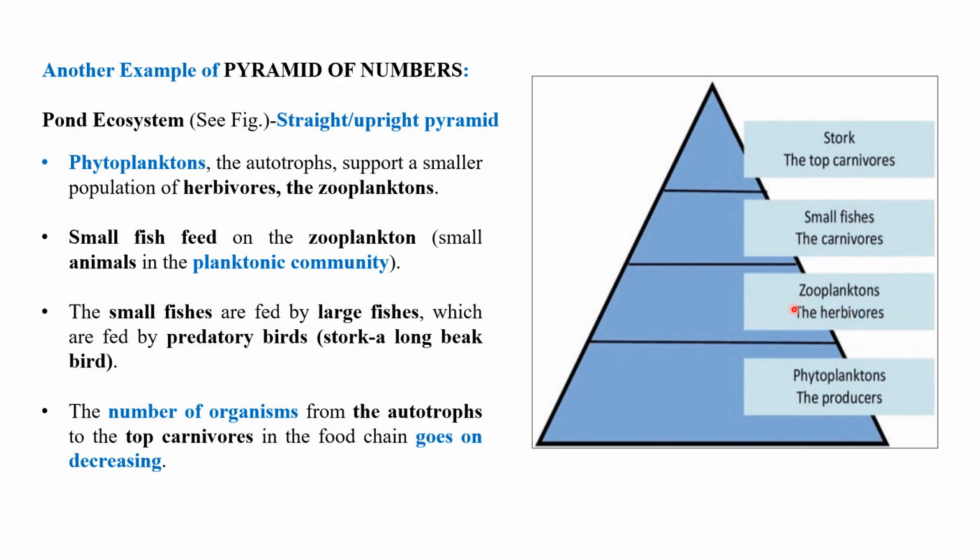Zooplanktons depend upon the phytoplanktons. Further, if we move in the upward direction from bottom to top, the small fishes are carnivores. These carnivores are going to be eaten by the stork, the top carnivore, which are few in numbers. A stork is nothing but a long beak bird. The number of organisms from the autotrophs to the top carnivores in the food chain goes on decreasing. So this is about the pond ecosystem, which is a straight or upright pyramid.